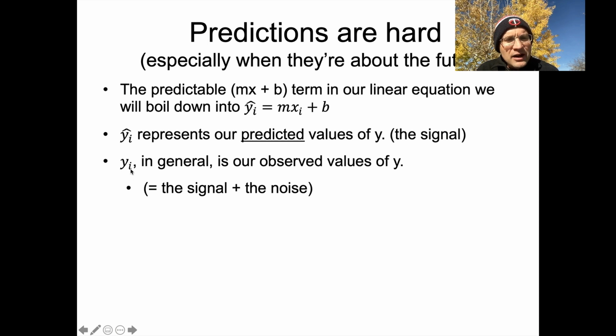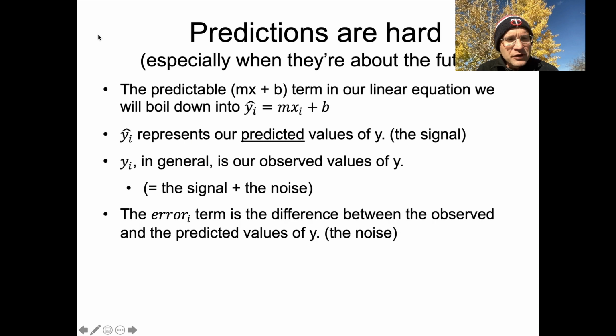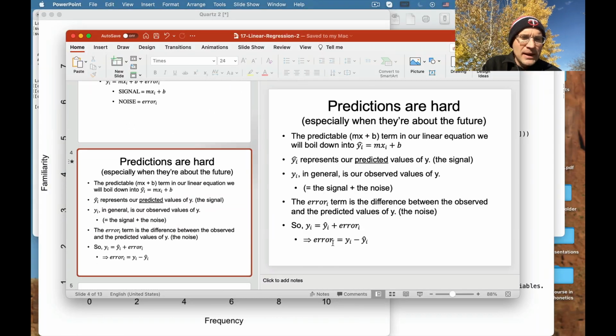And then y sub i in general is the observed values of y. So that has to incorporate both the signal and the noise in it. And then what we have left over is the noise part of this, which we're going to shuffle off into this term called error sub i. And that will be the difference between the observed and the predicted values of y. So that's the noise.